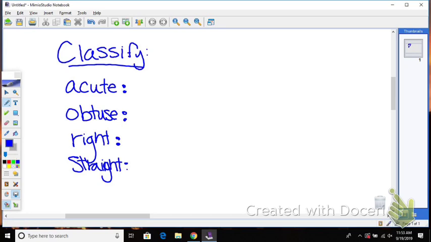Okay. Acute. Acute is when you have an angle that's smaller than what? 90 degrees. Okay, so I know you guys have seen this. So this is less than 90 degrees. So it's little, like a little kid.